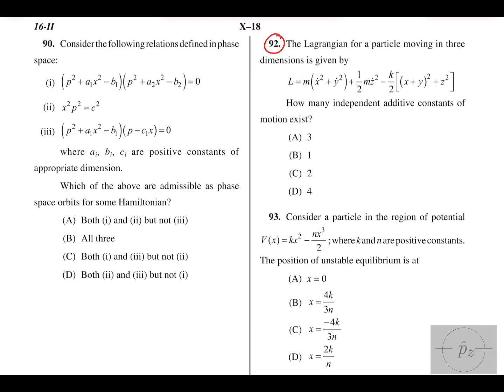Problem 92. The Lagrangian for a particle moving in 3 dimensions is given by this. How many independent additive constants of motion exist? We note that this Lagrangian does not depend on time explicitly. That is, dL by dt is equal to 0. That means energy is conserved.